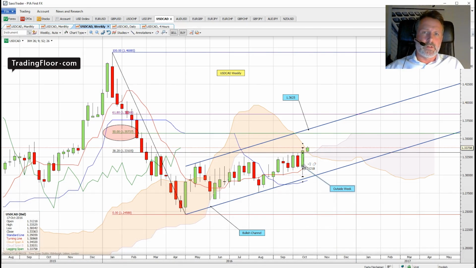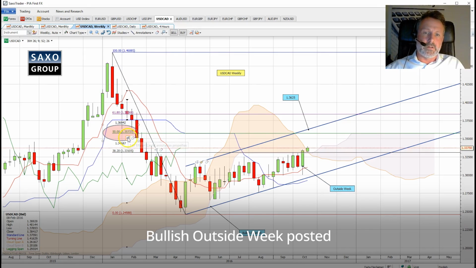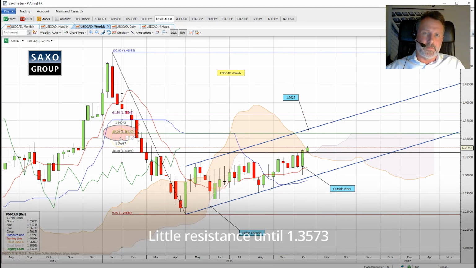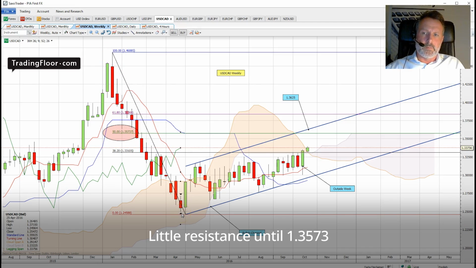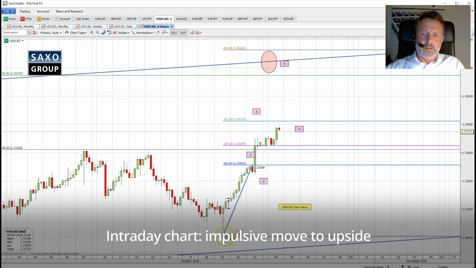Last week we posted a bullish outside week, which keeps the bias to the upside. We really haven't got anything in the way of resistance until 135.73, and that's the 50% pullback of this downward move, and then 136.25, which is the top of the channel. Now, breaking down to an intraday chart, this is last week's impulsive move to the upside.